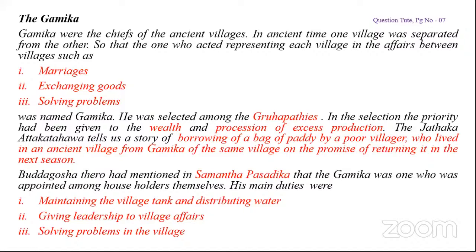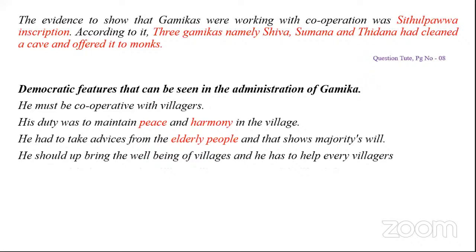Okay, moving then. The evidence to show that Gamikas were working with cooperation. I told you that every example is not needed, but on and off you have to write an example. This is the example about leaders working cooperatively. So Situlpawwa inscription, according to it, three Gamikas, namely Shiva, Sumana and Tidana, had cleaned a cave well and offered it to monks.